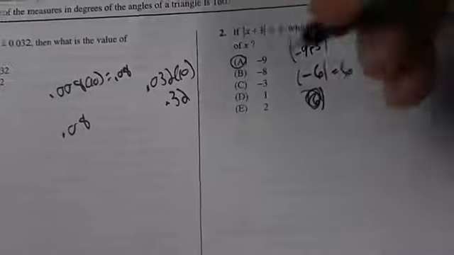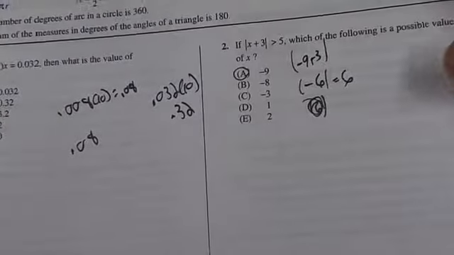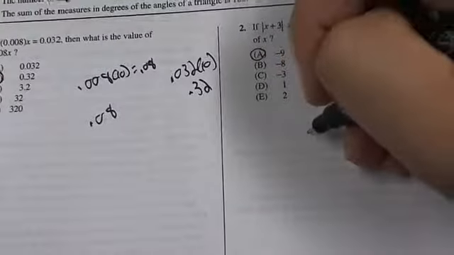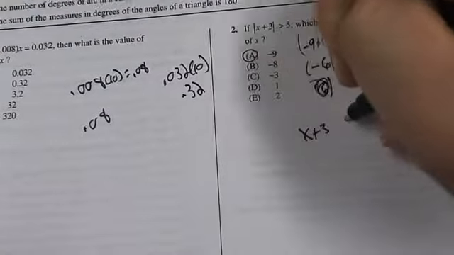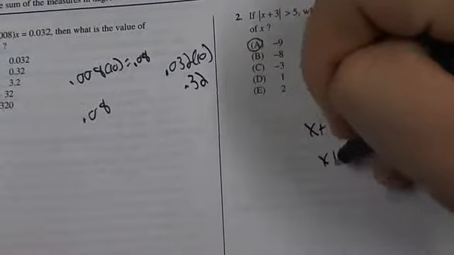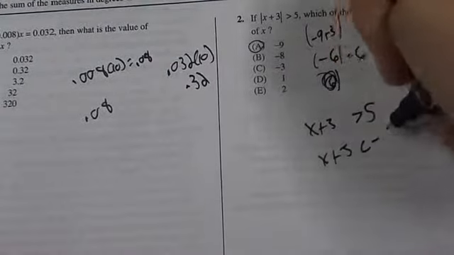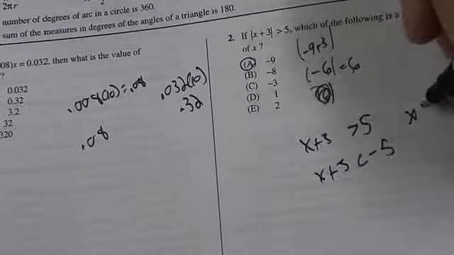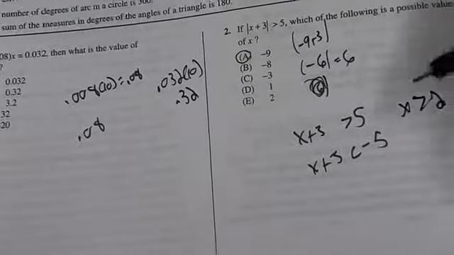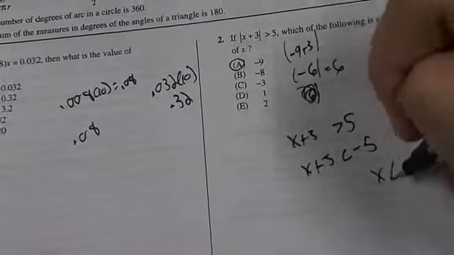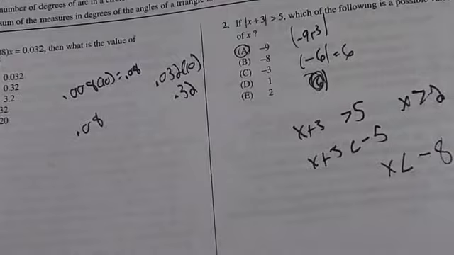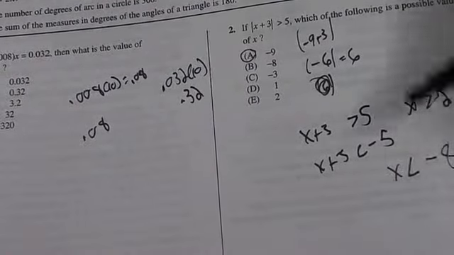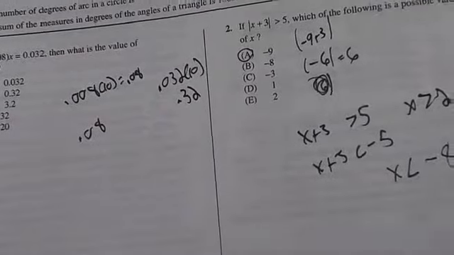All right, now let's do it the algebra way. You've got to remember, for absolute value, you solve for the negative and the positive. So it's x plus 3 greater than 5 and x plus 3 less than negative 5. You take the 3 to this side and it gives you x greater than 2. Take the 3 to this side, x less than negative 8. So you've got to pick a number either greater than 2 or less than negative 8. The only number that fits is negative 9. So again, the answer is A.